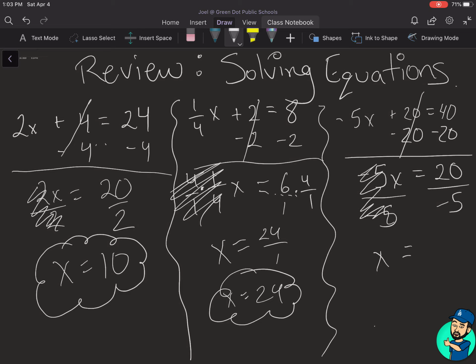Now we have a positive right here, divided by a negative is negative. So now you just simply divide normally. 20 divided by 5 equals 4. So my answer, let me write it a little bit better, is negative 4. So those are two-step equations.